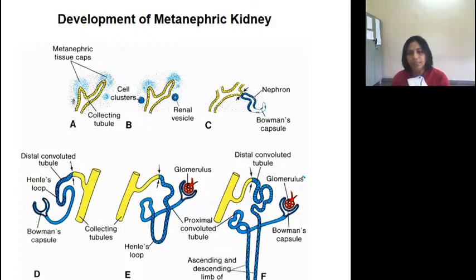It is the DCT, the distal convoluted tubule of the nephron, where the DCT and the collecting tubules will be joined. If there is any failure of this connection between the collecting tubules and the distal convoluted tubule, then the distal convoluted tubule will be a blind one, and the collecting tubule will be a blind one.